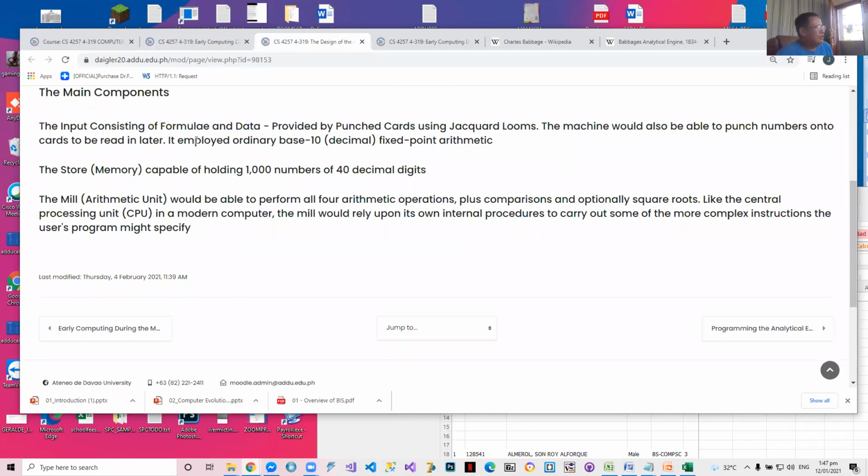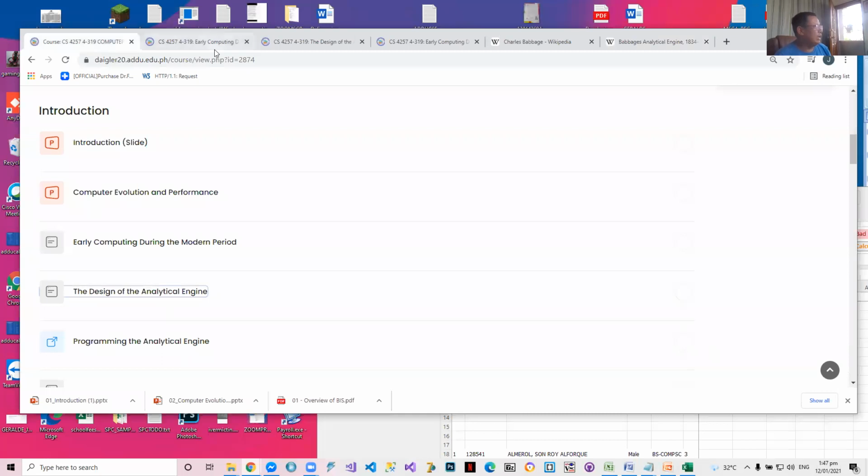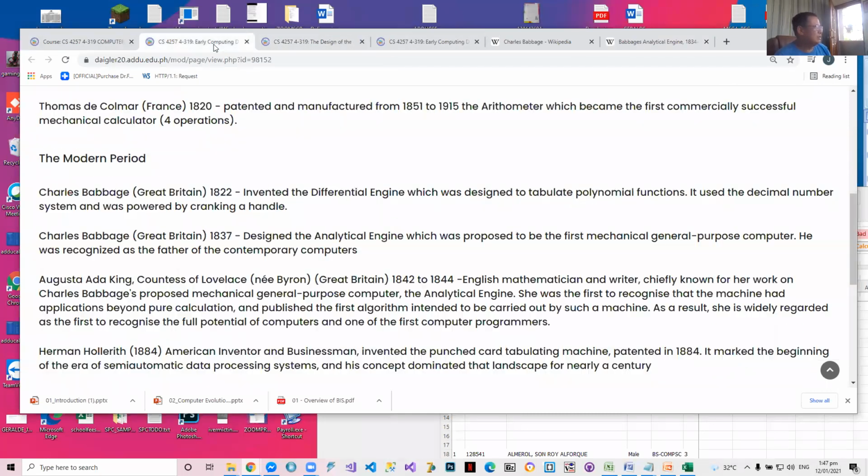Okay. During that time, by the way, before we proceed, sino si Ada Lovelace? Who is Ada Lovelace? Countess of Lovelace, Ada Augusta Byron. Byron, Ada Augusta Lovelace. Augusta Ada King, Countess of Lovelace. She is also known as Countess Lovelace. A Byron is a child of a baron. Hindi siya white. English mathematician and writer.